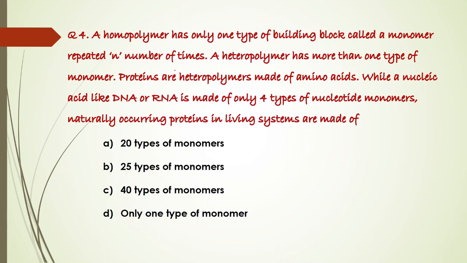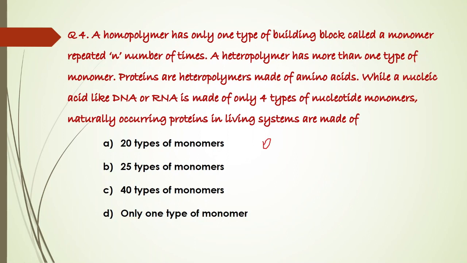Okay, again, this is a big question, but a very easy one. It states a homopolymer has only one type of building block called a monomer. A heteropolymer has more than one type of monomer. That is the basic thing.